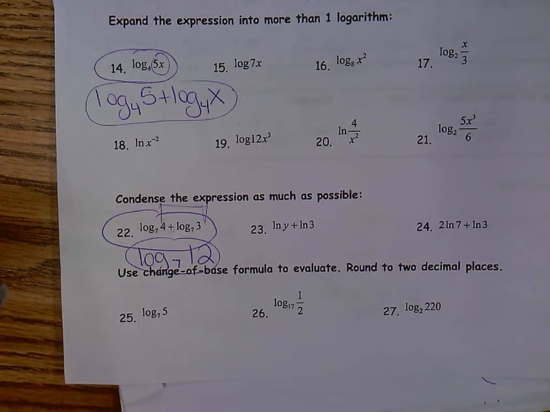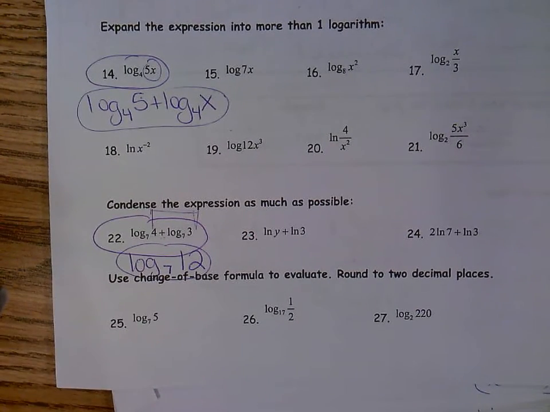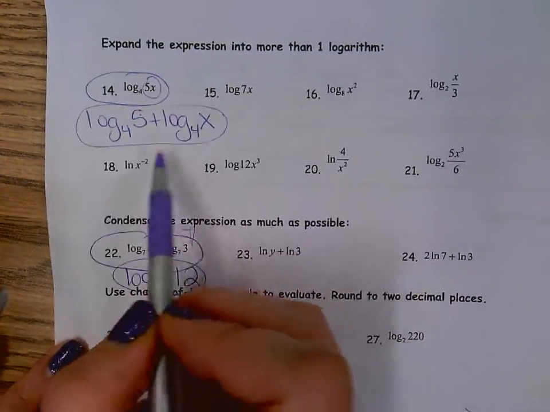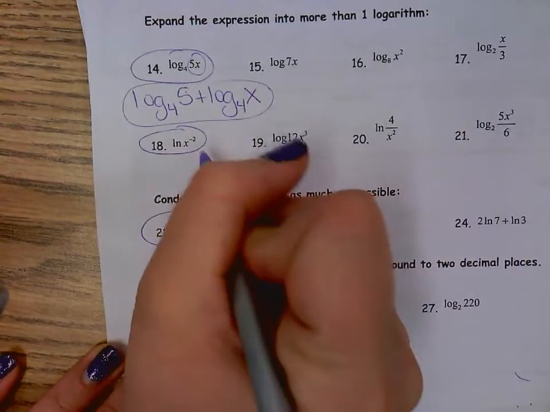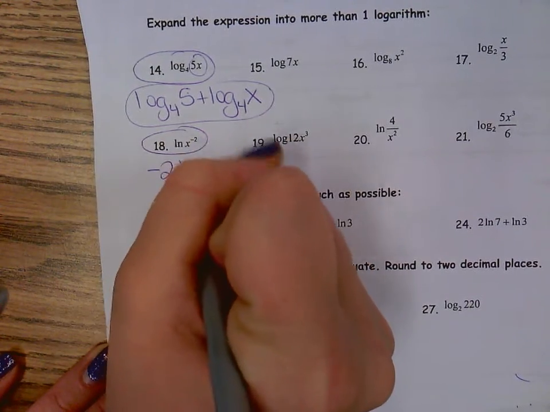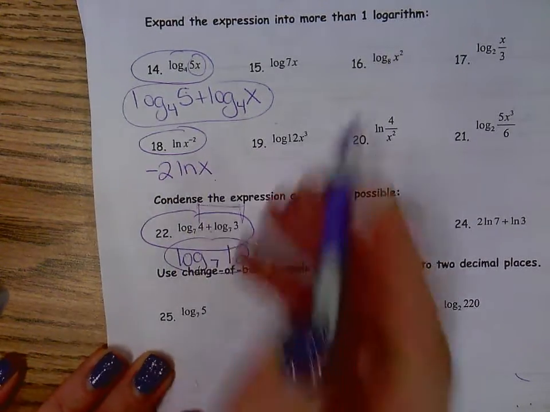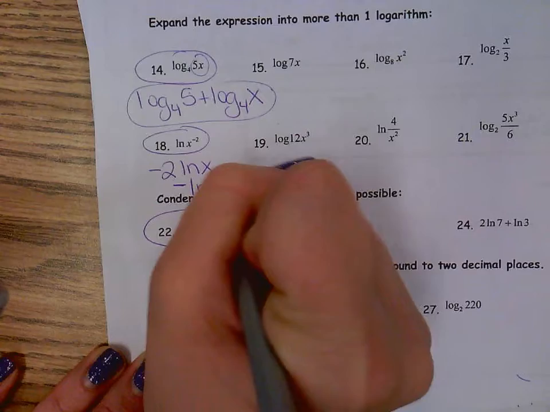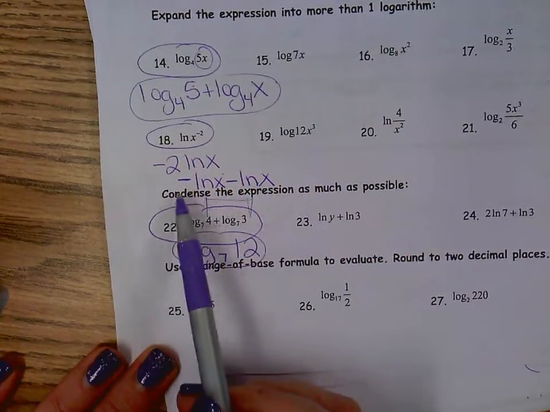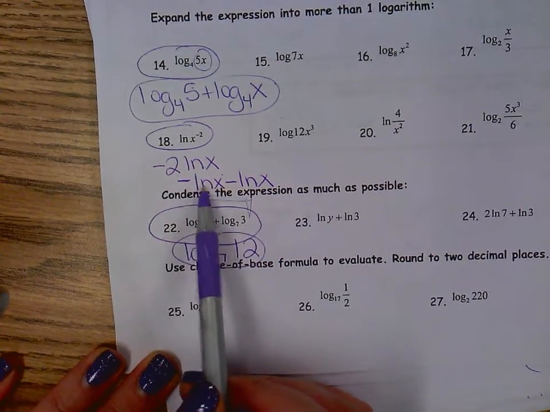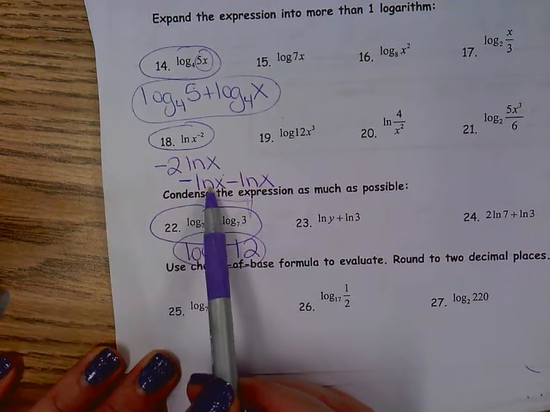So see if you can, if you have -2 apples, how many apples do you have? You have one rotten apple, so -1 apple, and another rotten apple, so another -1 apple. In number 18, it's a little bit tricky. Oh, I guess I skipped on to 18. If you have -2, you can bring the -2 down front and make it a coefficient. So you have -2 of something. That means you have -1 of something minus another 1 of something. So I can just write negative natural log of x minus natural log of x. This is an L. This is not the number 1.